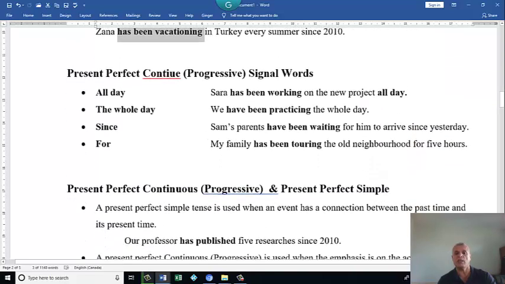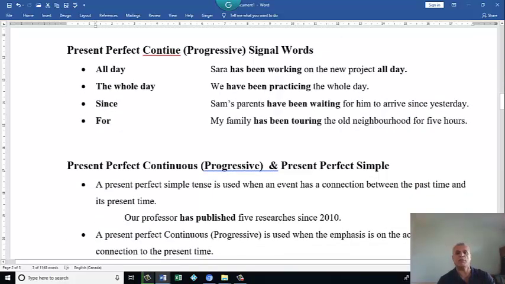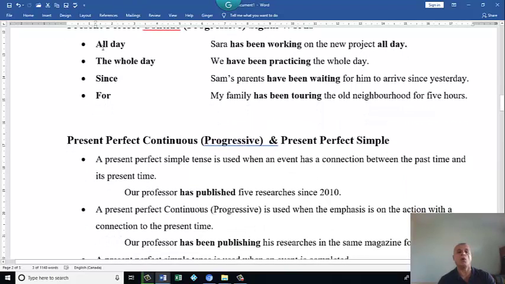Present perfect continuous, or present perfect progressive. Then we have, for example, all day: Sarah has been working on the project all day. Or you could say the whole day: we have been practicing the whole day. Or you could use since: Sam's parents have been waiting for him to arrive since yesterday. Or for: my family has been touring the old neighborhood for 5 hours.